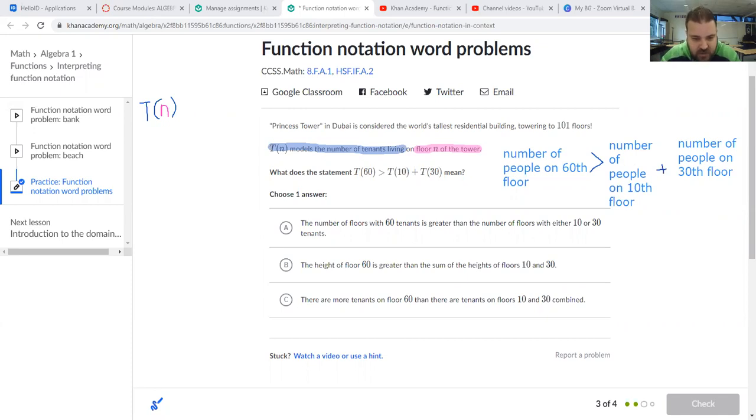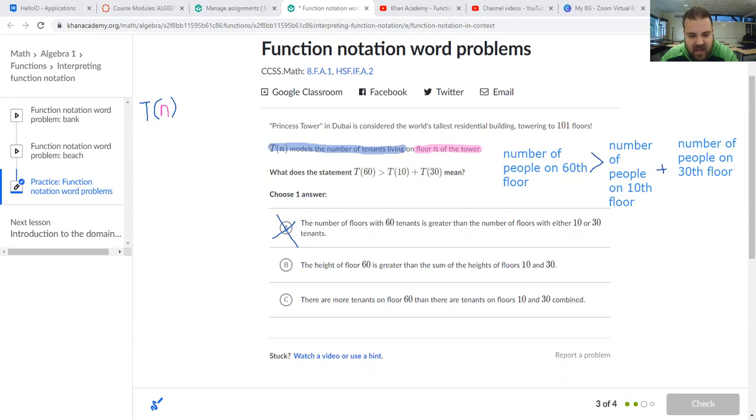So let's go ahead and go through these. The number of floors with 60 tenants is greater than the number of floors with either 10 or 30 tenants. That's something different. Let me think about how I would write that though, because that obviously has to be represented somehow symbolically, right? The number of floors with 60 tenants, right there, what they're saying is that's harder to symbolize. I'm not going to confuse you guys.